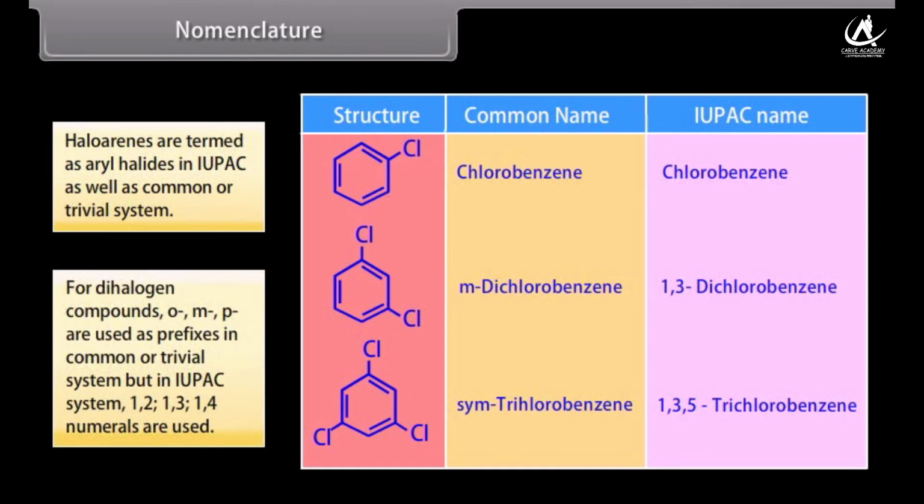For dihalogen compounds, ortho, meta, and para are used as prefixes in common or trivial system, but in IUPAC system, 1,2, 1,3 and 1,4 numerals are used.